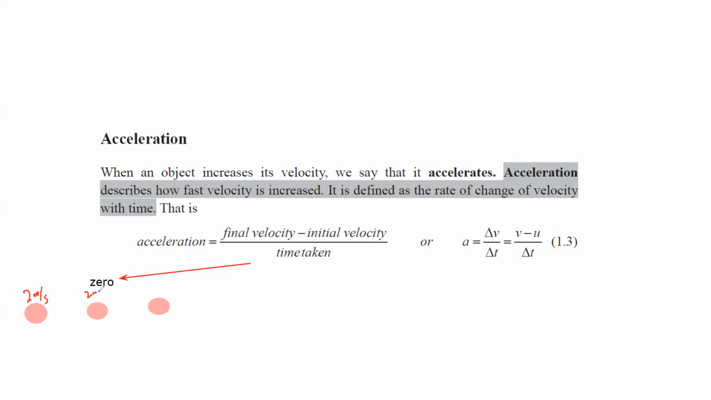Here it is also 2 meter per second, 2 meter per second. Time is equal to 0, time is equal to 1, time is equal to 2. So when I calculate the acceleration, because there is no change in the velocity, 2 minus 2 will be 0, 0 divided by 1, it will get 0. So here acceleration is 0 meter per second square. Acceleration can be constant.